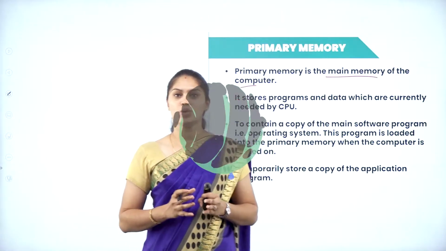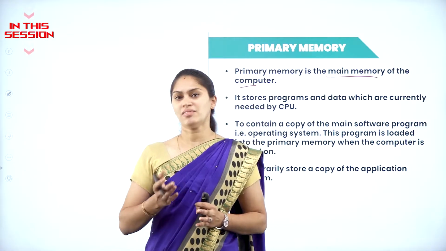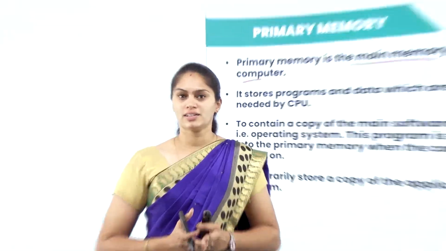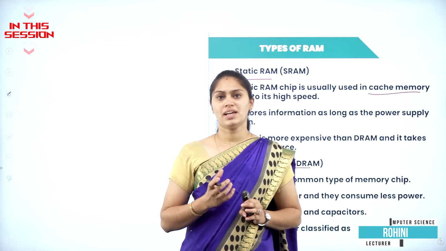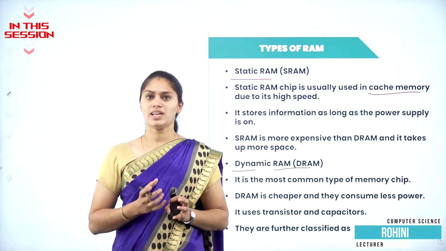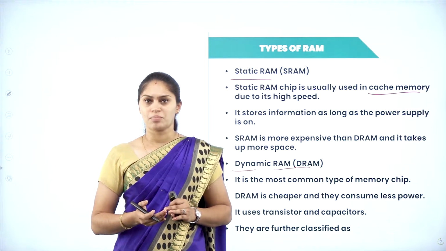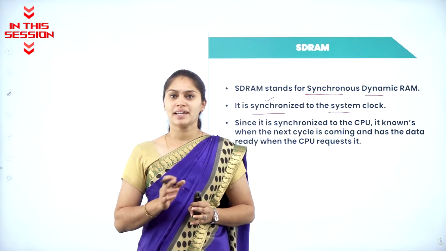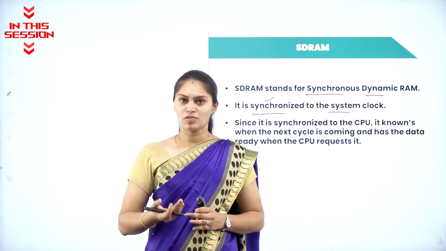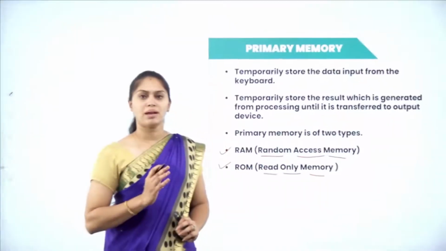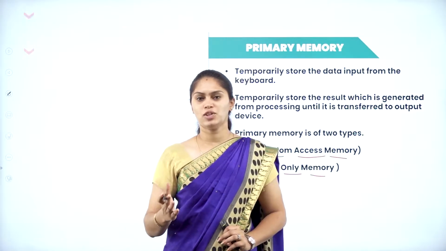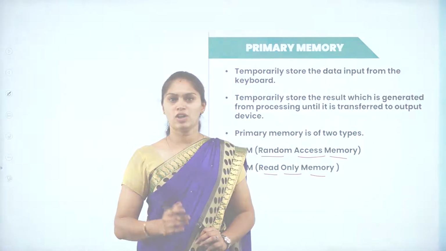It will store the data and instruction only when the power supply is on, which is used to store the intermediate data, or which is used to store the data and instruction which is currently being used for the processing. If the number of clock ticks per second is more, then the CPU performance also will be high. Primary memory is further classified into two types, that is RAM and ROM.